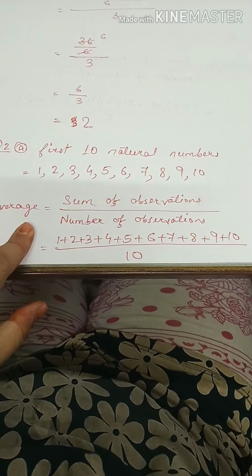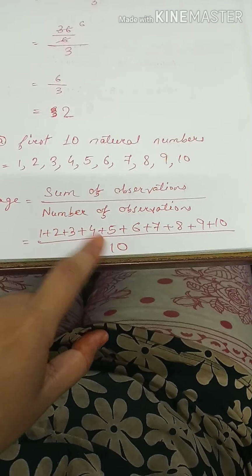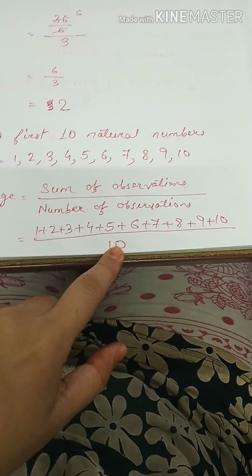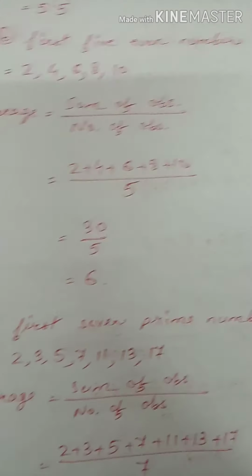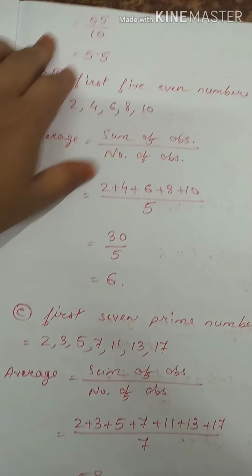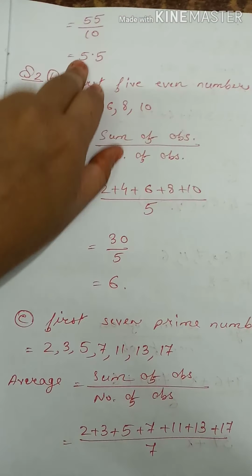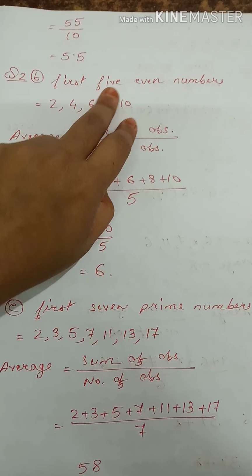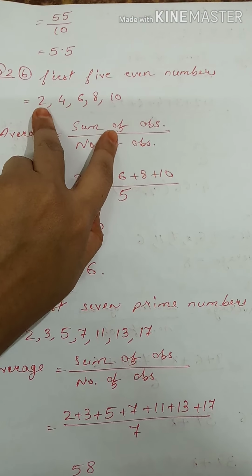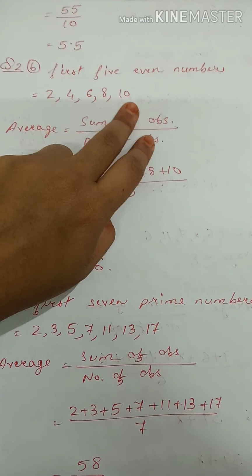So we have written the formula. We have put the values, we have added all of them, and divided by how many numbers there are: 10. After adding, it comes out to be 55 by 10. When I divide, it becomes 5.5. Next is number 2b. First 5 even numbers. So it is 2 4 6 8 10.